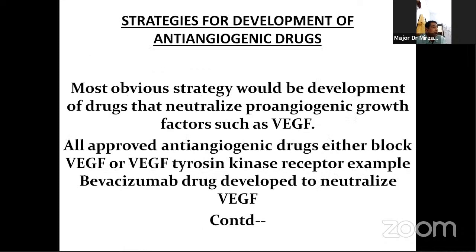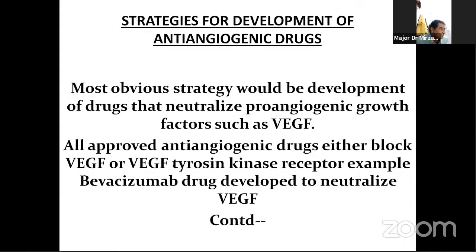For the strategies for development of anti-angiogenesis drugs, the most obvious strategy would be development of drugs that neutralize the pro-angiogenic growth factors such as vascular endothelial growth factor. All approved anti-angiogenic drugs either block vascular endothelial growth factor or the vascular endothelial growth factor tyrosine kinase receptor. An example is bevacizumab, a drug developed to neutralize vascular endothelial growth factor.